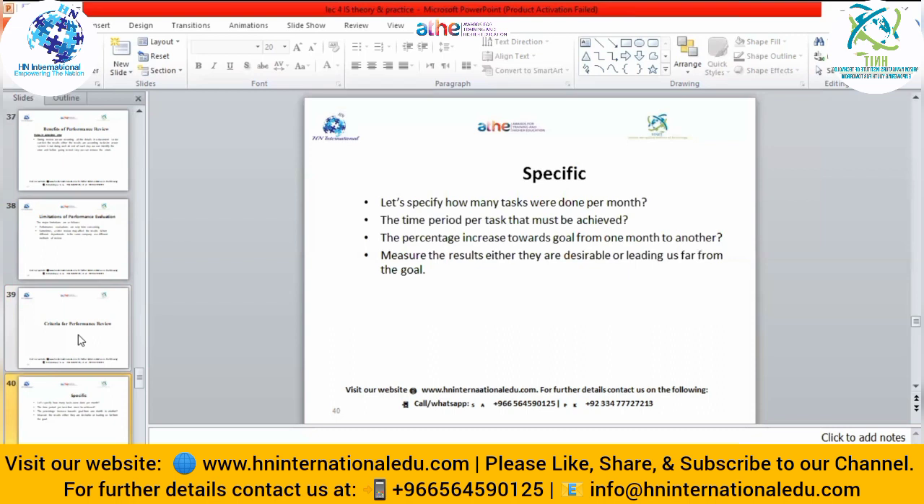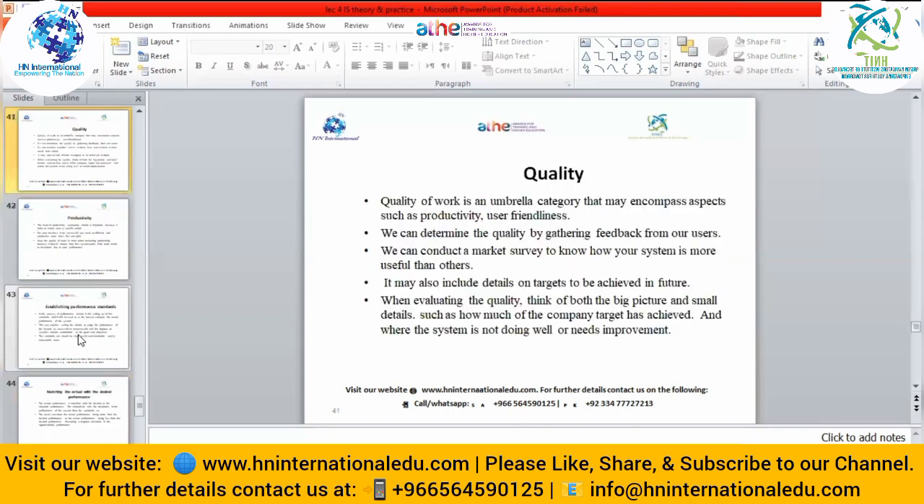We have to specify how many tasks were done per month, the time period per task that must be achieved, the percentage increase towards the goal from one month to another, and measure the results, whether they are desirable or leading us far from the goal. So we have to specify each and everything. So we can say that we have to make a document.